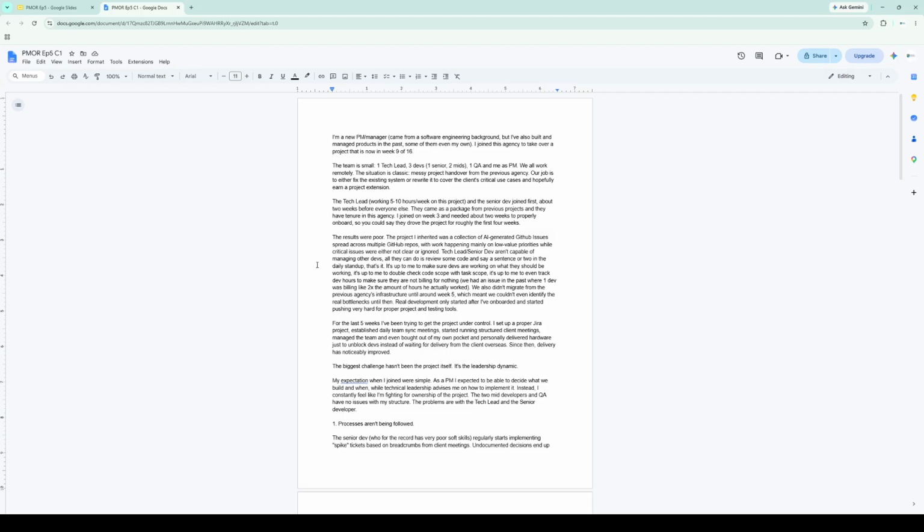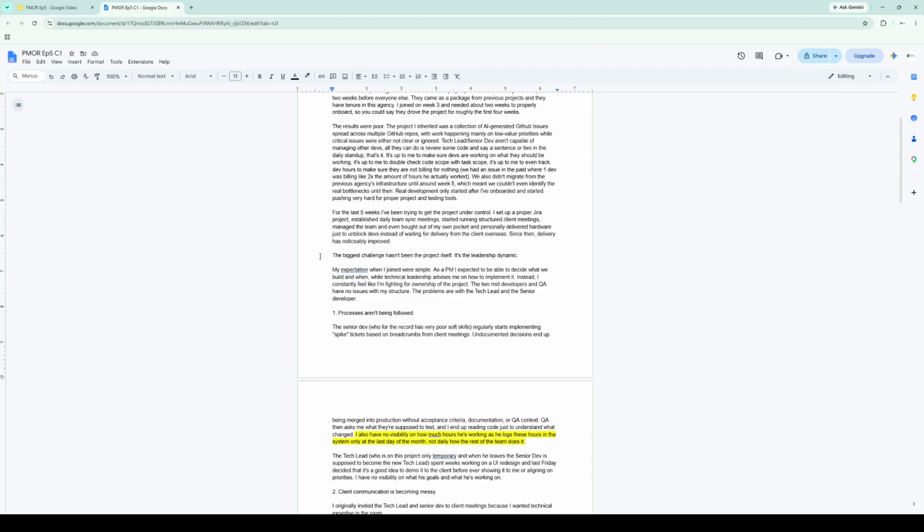It's up to me to double check code scoped with task scope. It's up to me to even track dev hours to make sure they're not billing for anything that they shouldn't be. We also didn't migrate from the previous agency's infrastructure until around week 5, which meant we couldn't even identify the real bottlenecks until then. Real development only started after I've onboarded and started pushing very hard for proper project and testing tools.